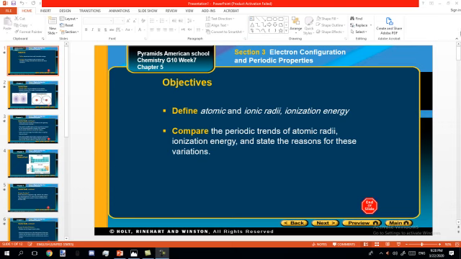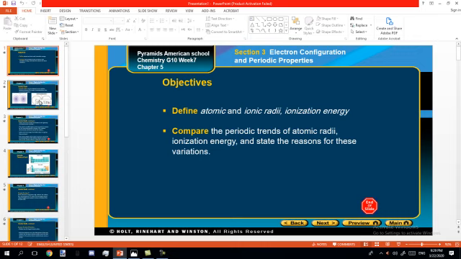Today we'll study the electron configuration and periodic properties. We will study how some properties differ when you move across the period and across the group. First we will discuss the atomic and ionic radii and the ionization energy, and compare the periodic trend of atomic radii and ionization energy. Comparing the trends of atomic radii means seeing how they vary when you move across the period or across the group, and making a comparison between different elements down the group or across the period.